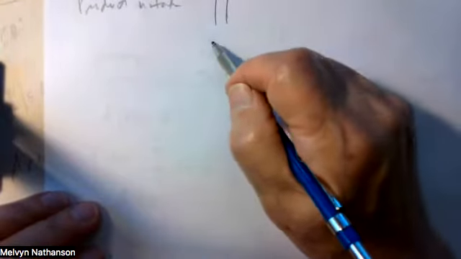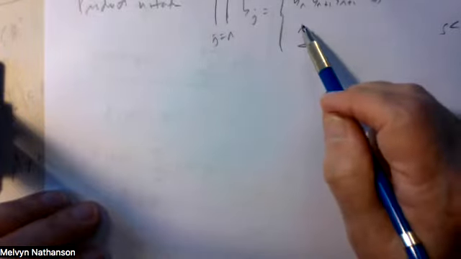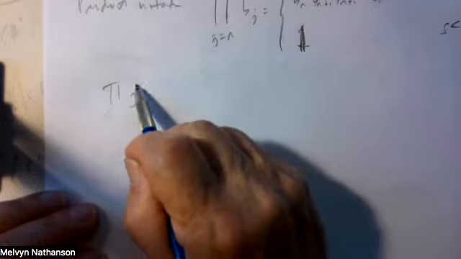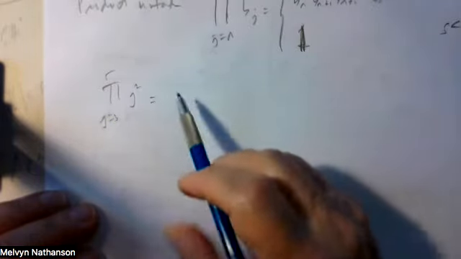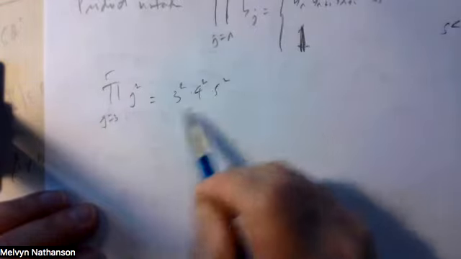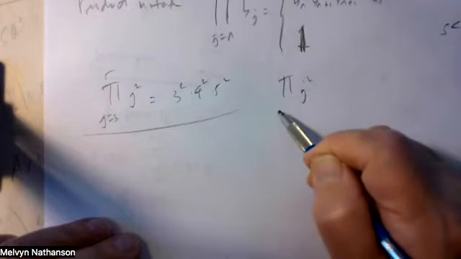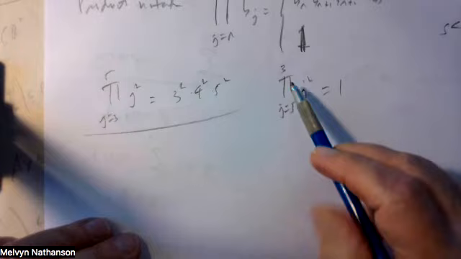And there's also product notation. If you have product, this is the capital Greek letter pi, J goes from R to S, B sub J. So long as S is at least R, this is a product, BR, B(R+1), B(R+2), up to B sub S. But if it happens that S is less than R, then the convention is this is one. It's not zero, it's one. So if you had, for example, the product of J squared, J goes from three to five, this would be three squared, four squared, five squared, the product of those numbers. And if you had the product of J squared, J goes from five to three, this is one, because three is less than five.